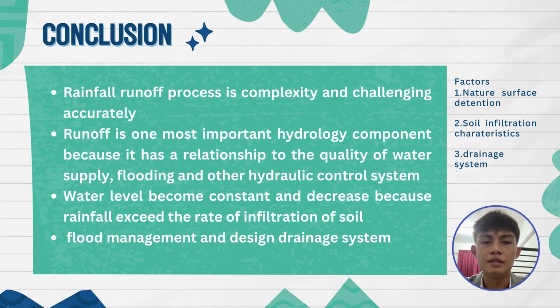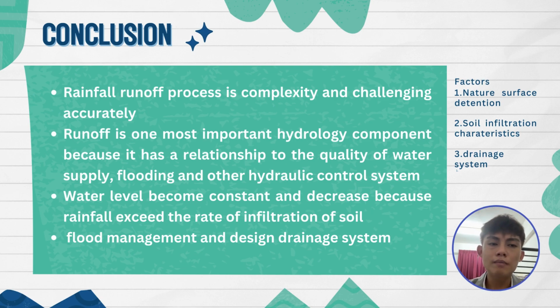So now I will begin my part, which is the conclusion. In this lab, basic hydrology, the rainfall runoff process is complex and challenging. It is difficult to get accurate results from the laboratory because they are affected by a lot of factors. One factor is natural surface detention, the second factor is the soil infiltration characteristic, and the third factor is the drainage system.